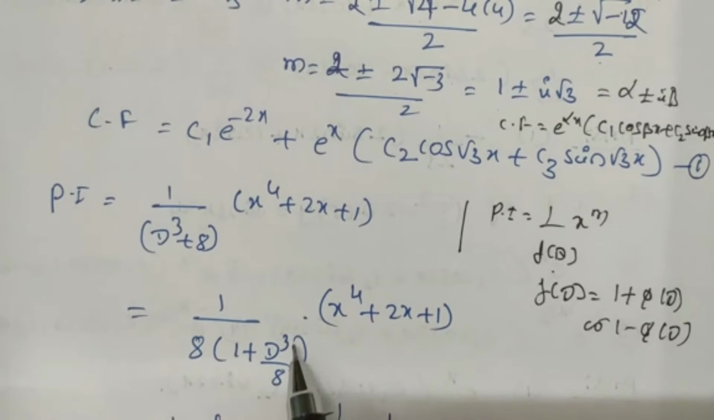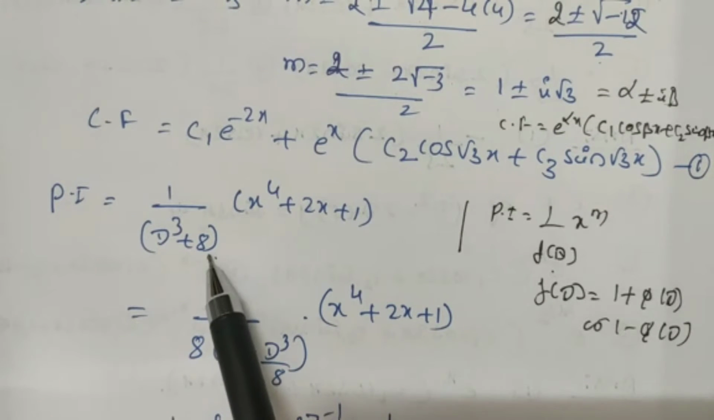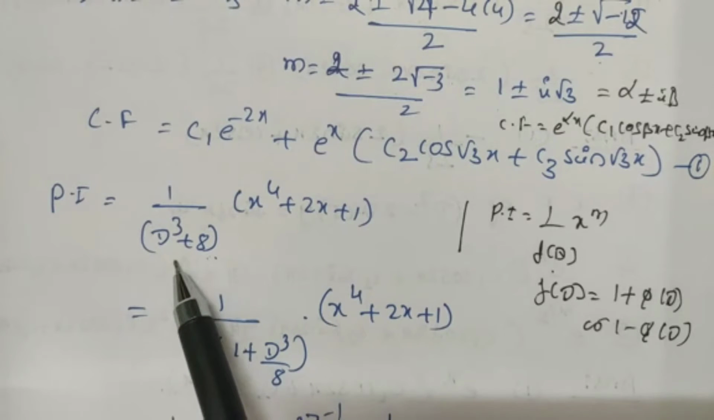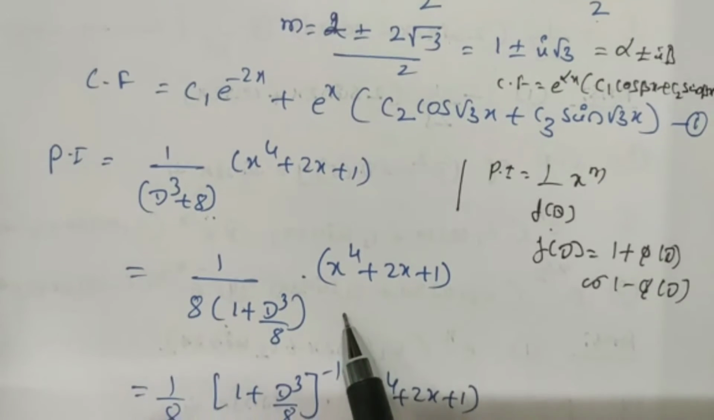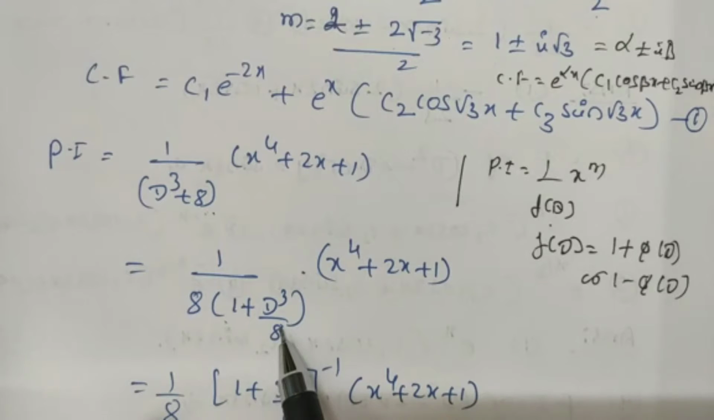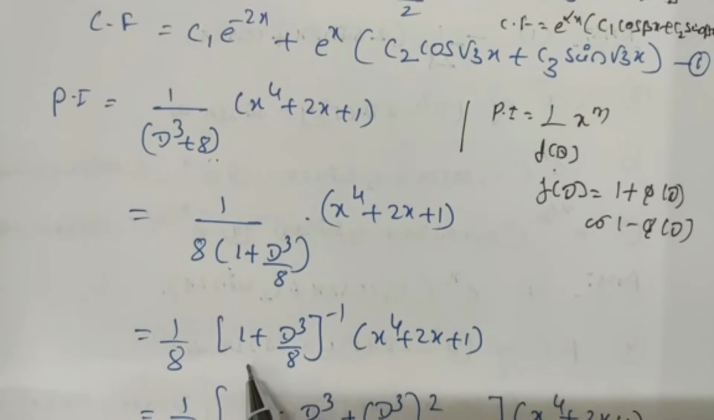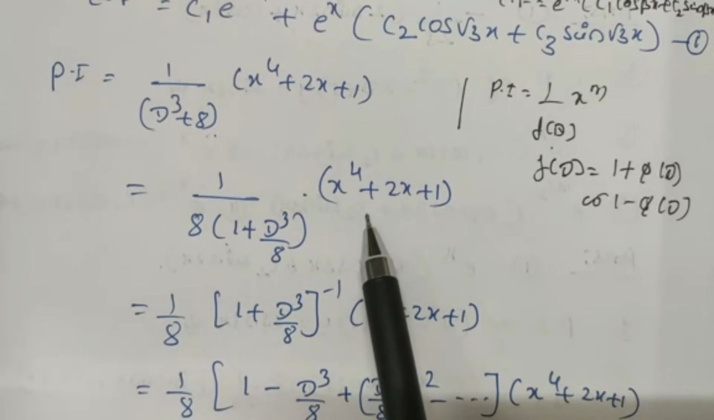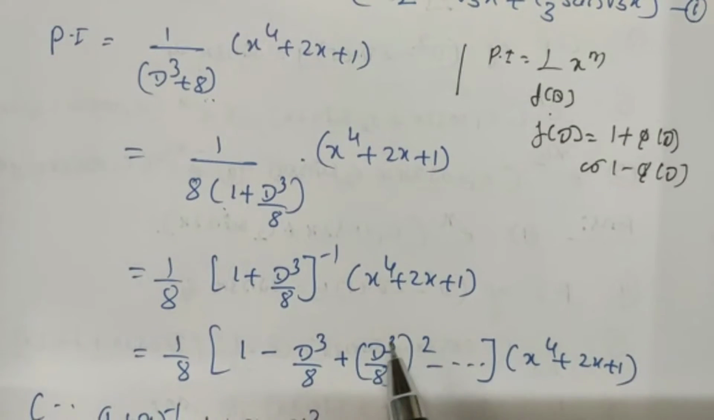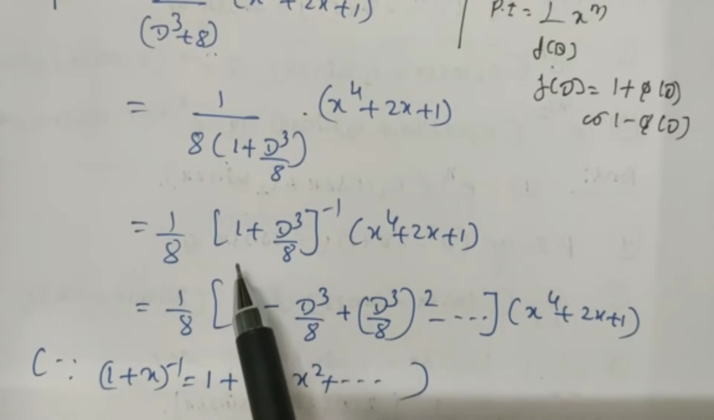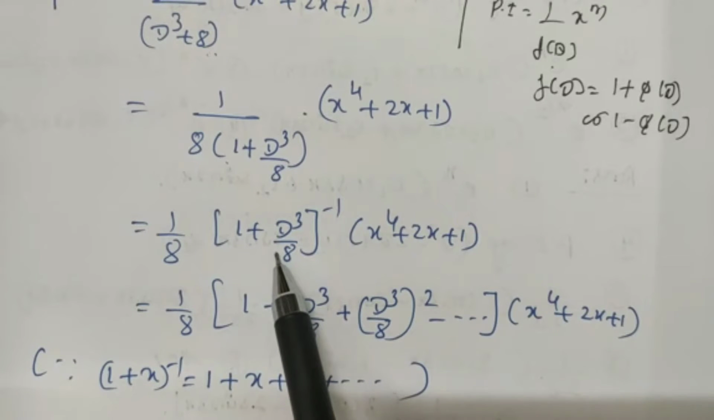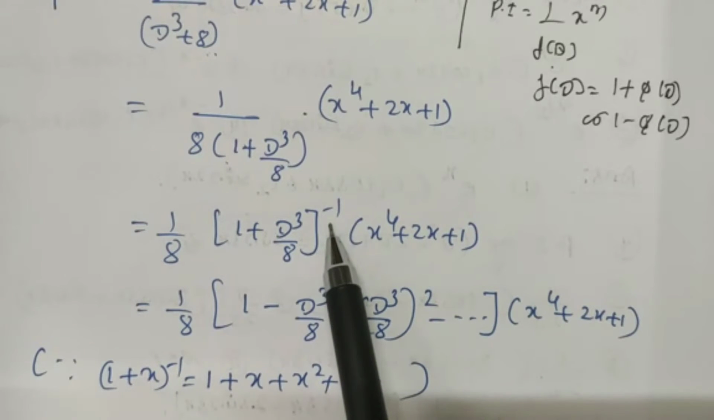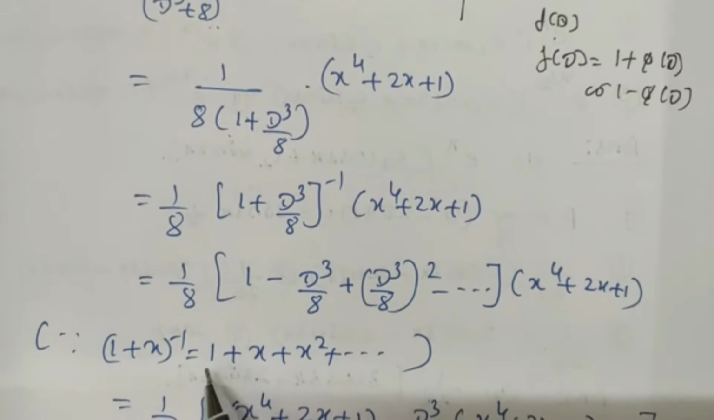For this, let us take 8 common. If you take 8 common, it will remain 1 plus D³/8. Taking this denominator to the numerator, it will become (1 + D³/8)^(−1), and x⁴ + 2x + 1 as it is. Let us expand (1 + D³/8)^(−1) using the binomial theorem. In the previous session, I have given this formula.